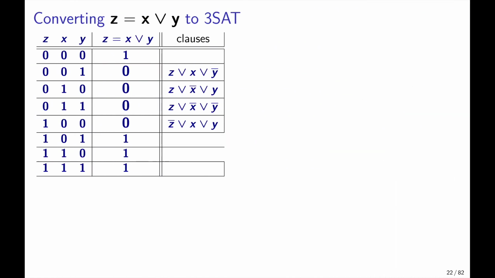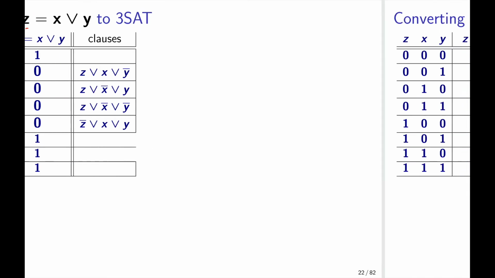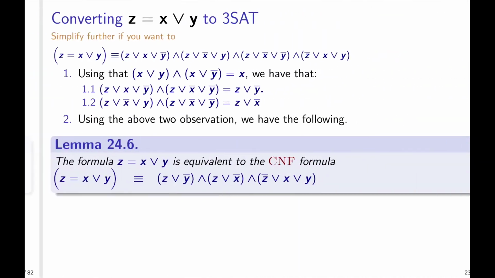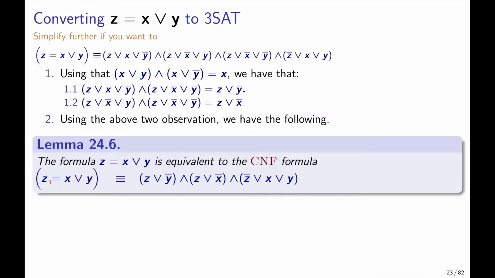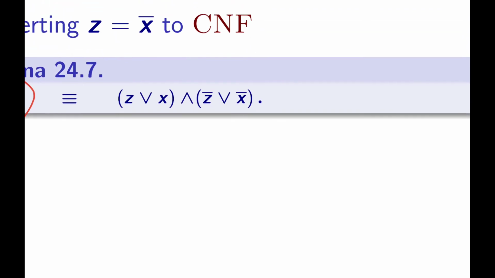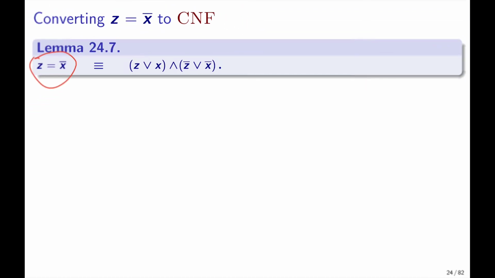Now we can do the same thing for the formula Z equals X or Y. Same argumentation, same way, you get the formula. Again, you can do some optimization and you get this identity. This formula is equivalent to this. And similarly, we can derive a formula for the negation. So Z equals not X, we have two variables, and this is the equivalent SAT formula. One can see it directly.